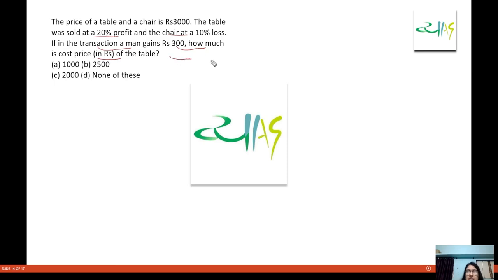If in the transaction the man gained rupees 300, how much is the cost price of the table? Okay, fine. So it is saying the cost price of table and chair is 3,000. Now it is saying the table was sold at 20% profit. So 1.2 times of T, because if initial cost is this and the profit is 20%, selling price becomes 1.2 times of T. And a loss of 10% means 0.9 times of C.